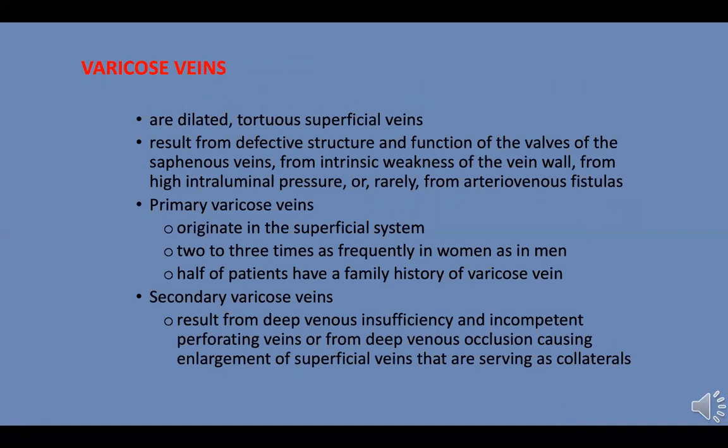Primary varicose veins originate in the superficial system. They are 2 to 3 times as frequent in women as in men. Half of patients have family history of varicose veins. Secondary varicose veins result from deep venous insufficiency and incompetent perforating veins, or from deep venous occlusion causing enlargement of superficial veins that are serving as collaterals.